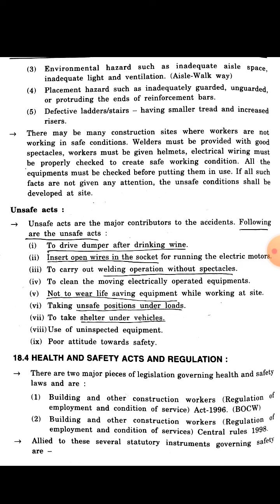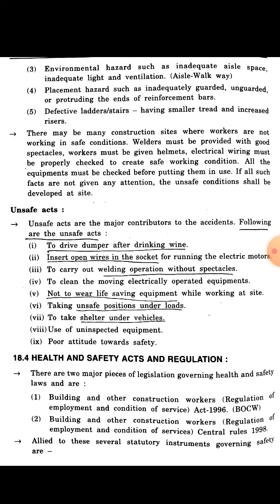There may be many construction sites where workers are not working in a safe condition. A welder must be provided with good specs, and workers must be given helmets. Electric wiring must be properly checked to create a safe working condition. But on some sites this checking is not properly done, so at last an accident is created. Here, some of the unsafe acts are listed below.